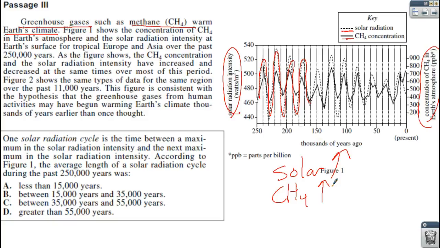Okay, so we're looking at this. Figure 2, we're not looking at figure 2 right now, but it says figure 2 shows the same types of data for the same reason over 11,000 years. What we have here is 250,000 years. So there's a lot of time in this question. Now, our question today is asking, one solar radiation cycle is the time between a maximum in the solar radiation intensity and the next maximum. Well, here's one maximum, and here's another maximum, and here's another maximum, and here's another maximum in solar radiation. And so we're looking at what this time period is.